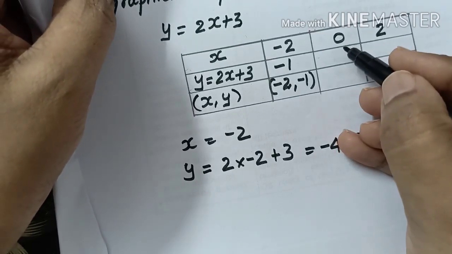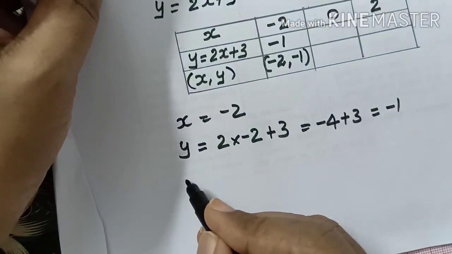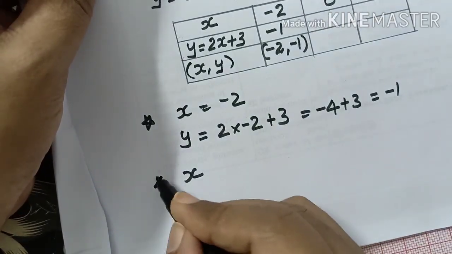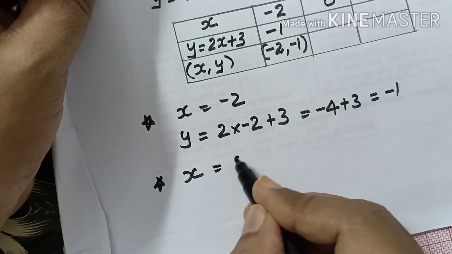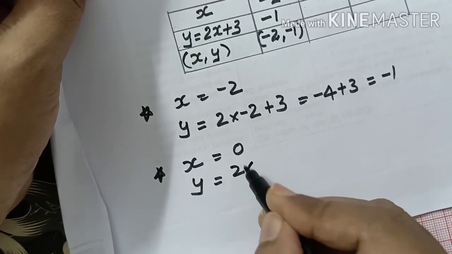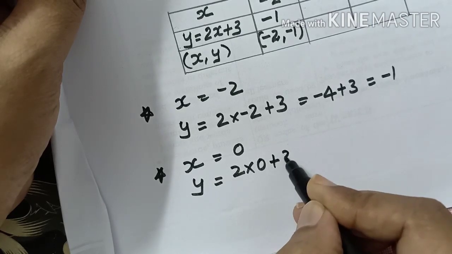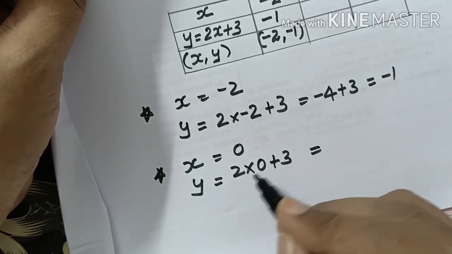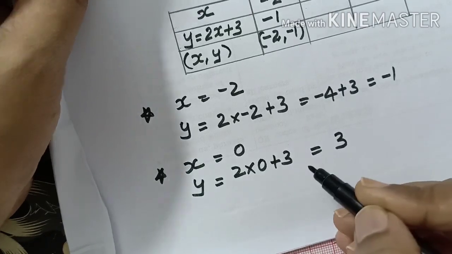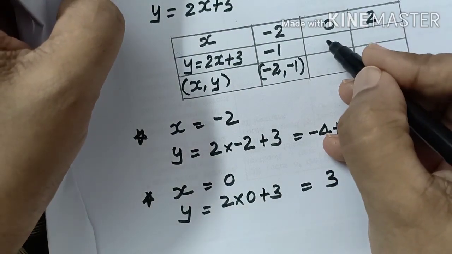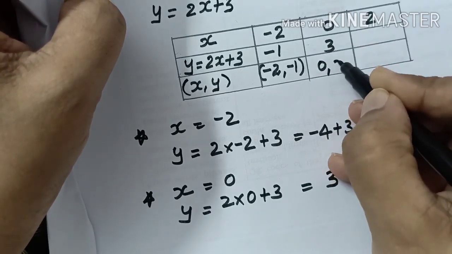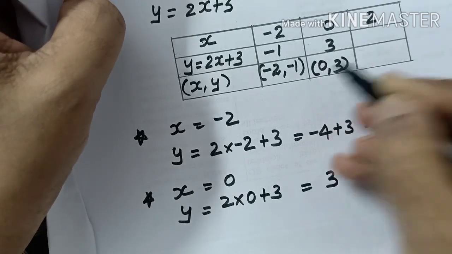Now let us see for 0. This was x is equal to minus 2. Next we are going for x is equal to 0. So what is y? y is equal to 2 into 0 plus 3. That means 2 into 0 is 0, 0 plus 3 is equal to 3. So the point is 0 comma 3. This is the next pair.